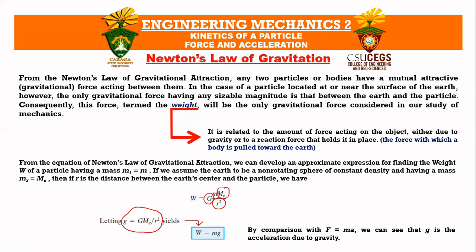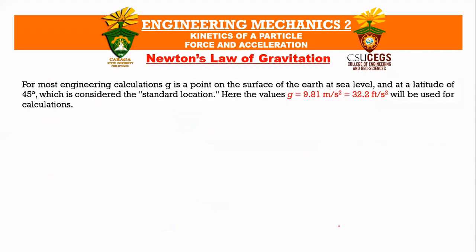And we can see that g is the acceleration due to gravity. If this is our equation of motion, Newton's second law of motion, F is the weight, mass is still the same, and the acceleration is what we call the gravity. So for most engineering calculations, g is taken at a point on the surface of the Earth at sea level and at a latitude of 45 degrees, which is considered the standard location.